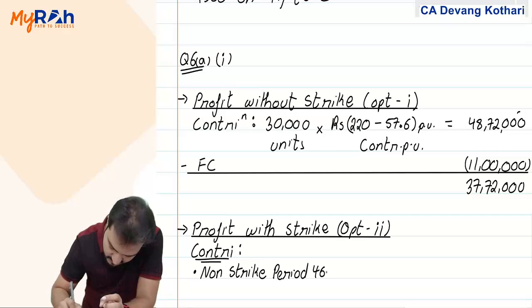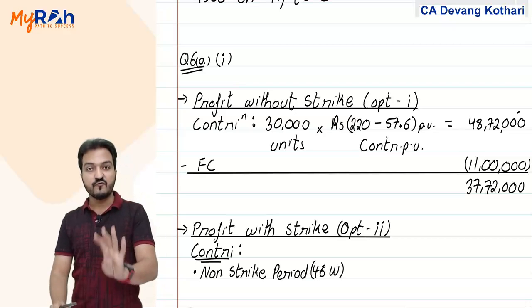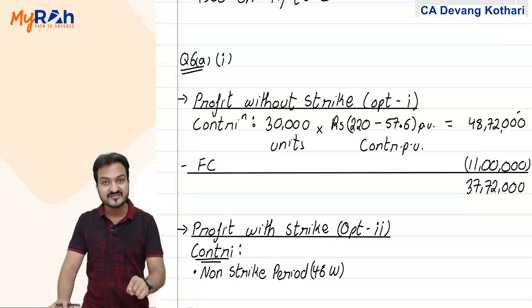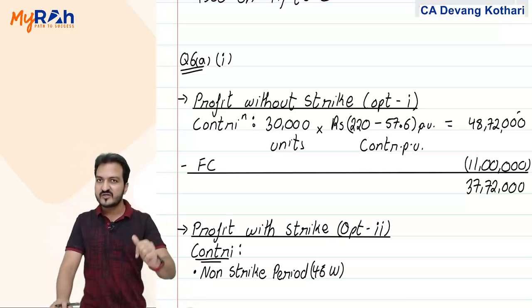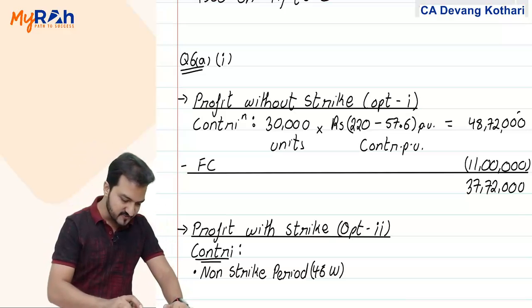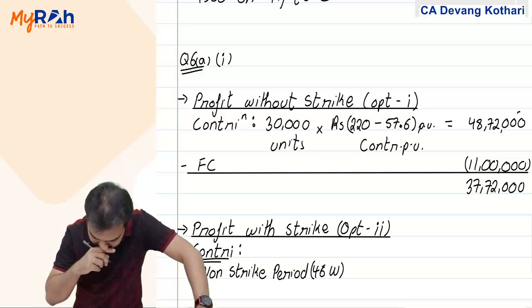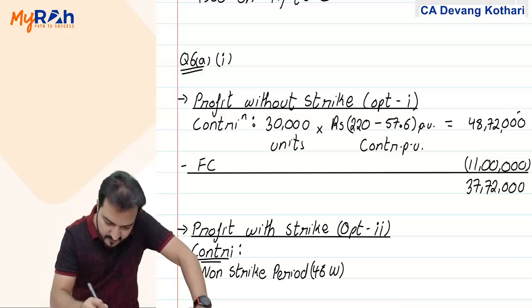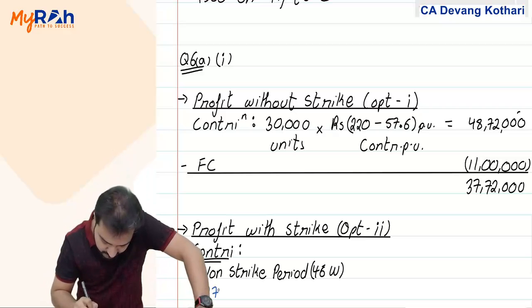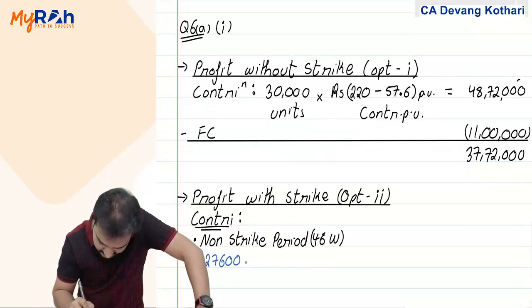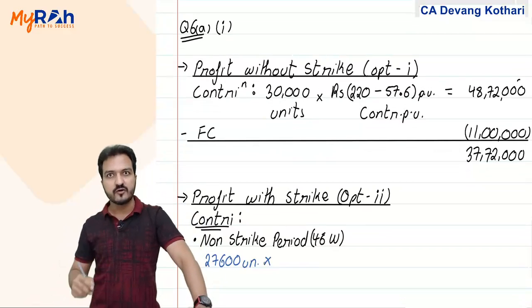The non-strike period is 46 weeks. Out of 50 weeks, 4 weeks was the strike period, during which I lost some sales, but during the remaining 46 weeks, I did not lose any sales. What is my sales of 46 weeks? 30,000 into 46 divided by 50 is 27,600 units. So during this non-strike period, I have 27,600 units, on which what contribution do I get?